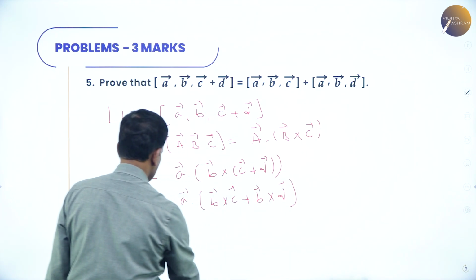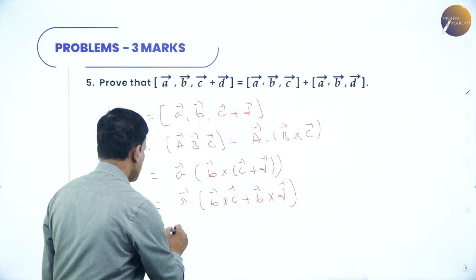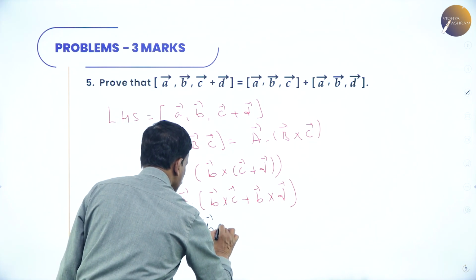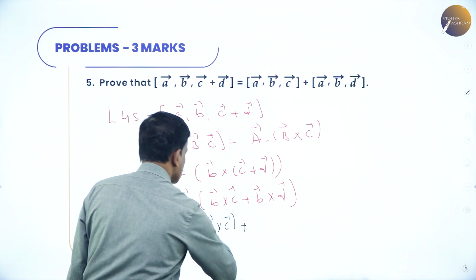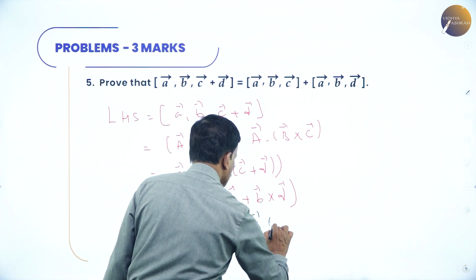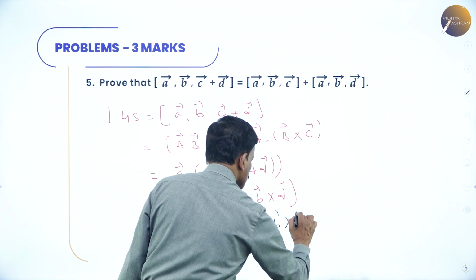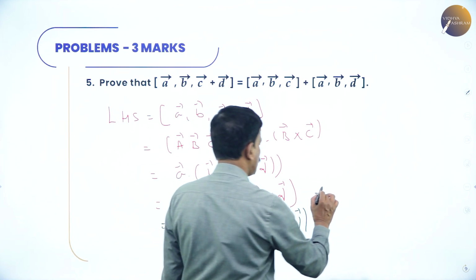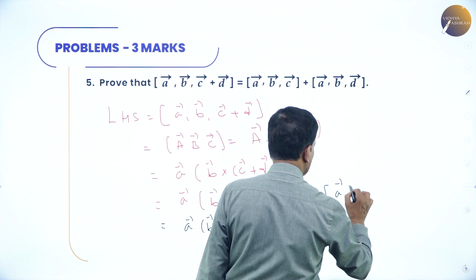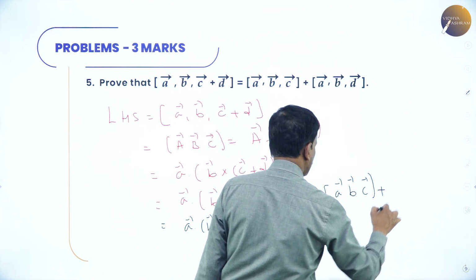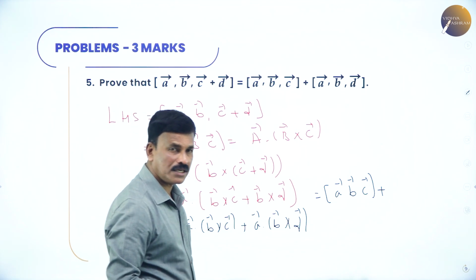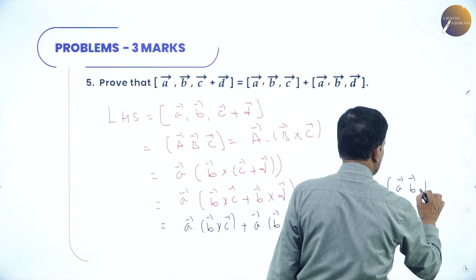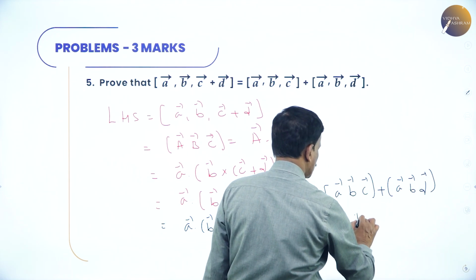Right. Now what is this equal to? If you just multiply it, put the dot product for this. So this is A dot B cross C plus again A dot B cross D. Now observe carefully, what is this equal to? A dot B cross C is nothing but the box product of ABC, plus A dot B cross D, which is again nothing but the box product of vectors A, B and D. So which is the required RHS.